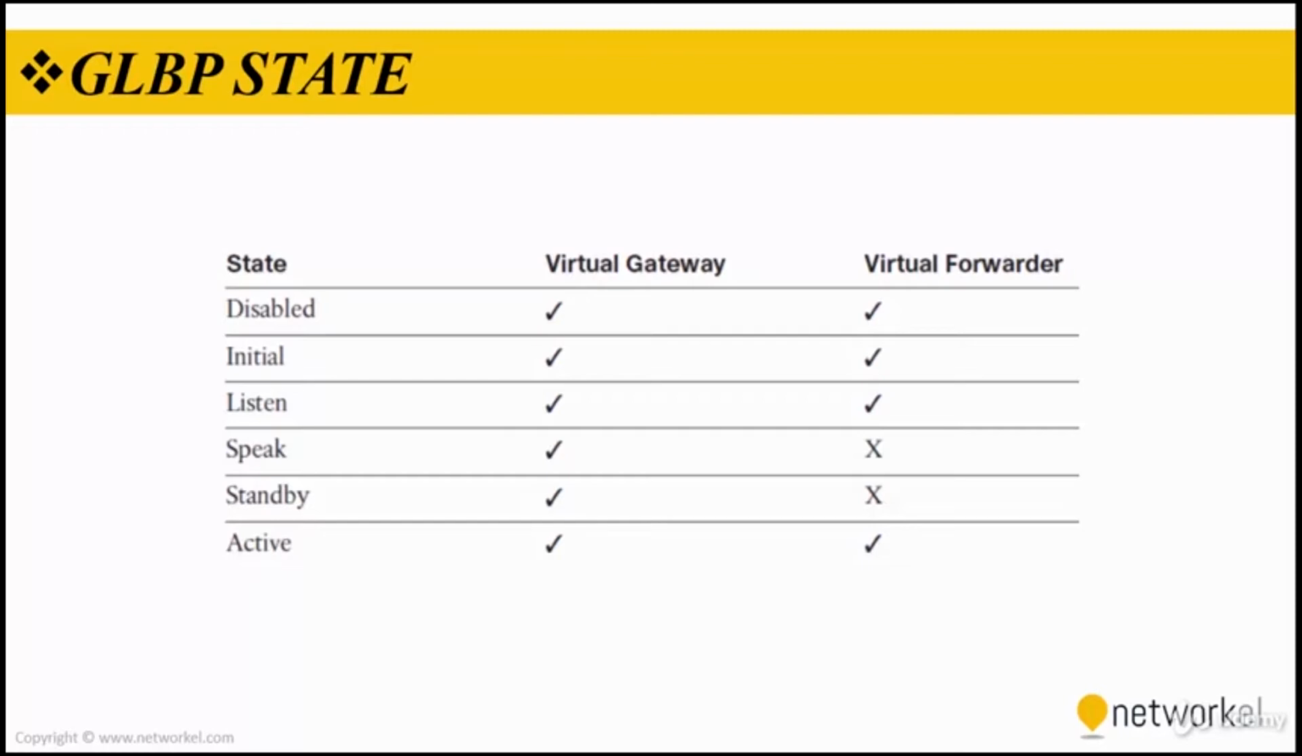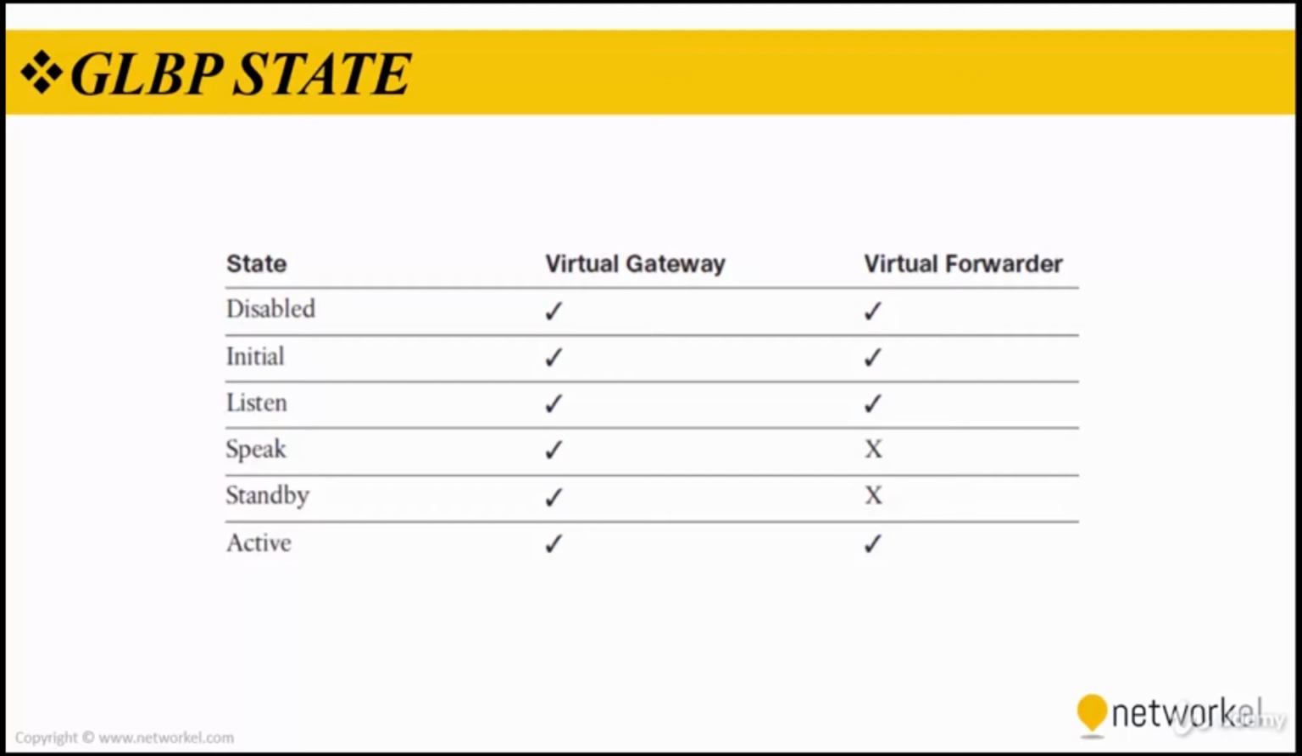Listen means hello packets are received by the virtual gateway. Speak means virtual gateway tries to be active or standby. Standby means the gateway in this case is ready to be Active Virtual Gateway in case there is a problem in the Active Virtual Gateway. Active means this gateway is Active Virtual Gateway and responds to the ARP requests made to the virtual IP address.